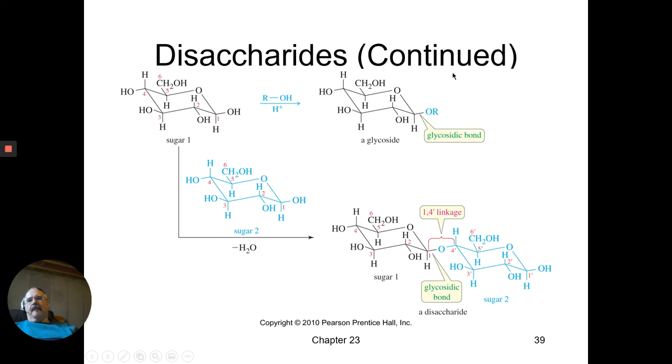Okay, so here we have beta-D-glucopyranose, and here we have a glycosidic bond, and if that glycosidic bond is to another sugar, then we have a disaccharide. This is a 1 to 4 prime linkage. Carbon number 1 of the sugar on the left is bonded to carbon number 4 of the sugar on the right.